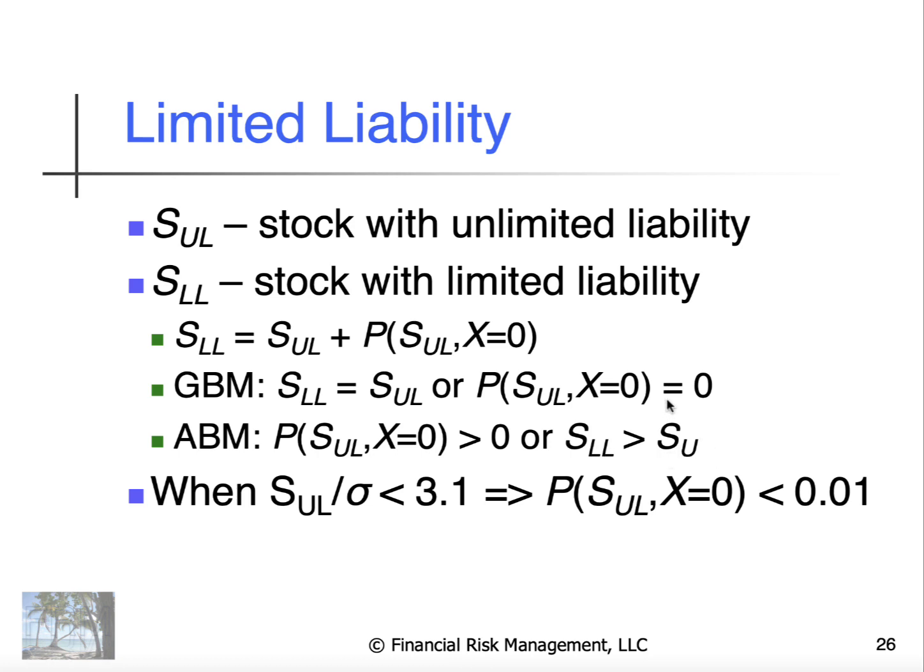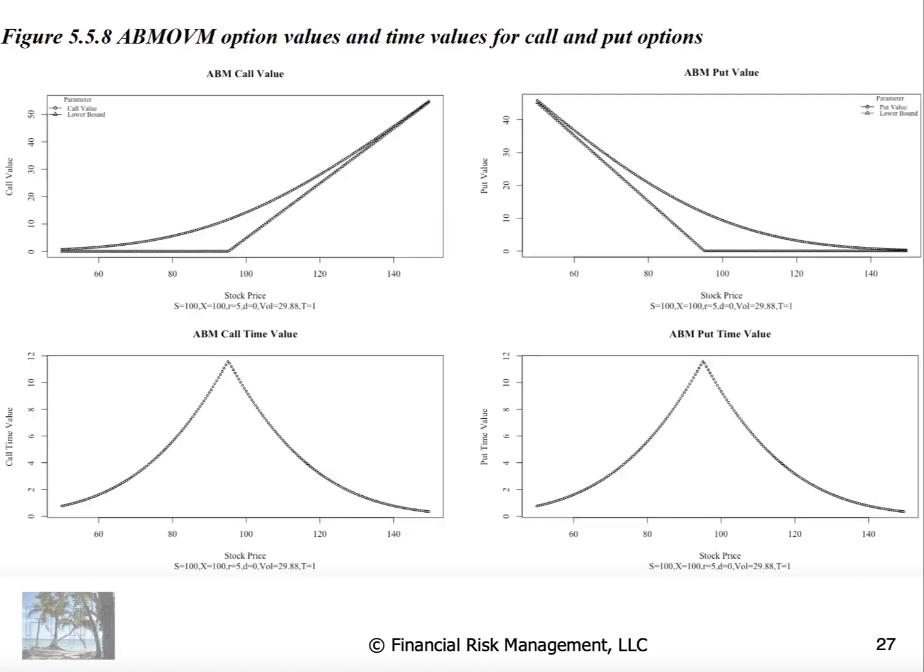And this turns out to be important in explaining why companies have so many separate legally incorporated entities. Note that if the ratio between the stock of the unlimited company divided by the standard deviation is less than about 3.1, then the put value is less than a penny. So most of the time it's not worth that much.